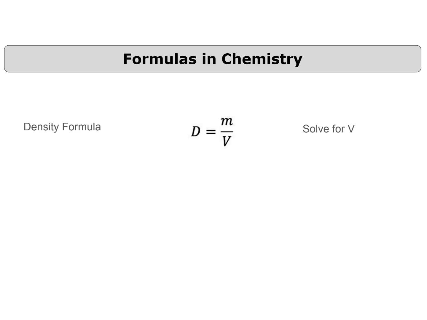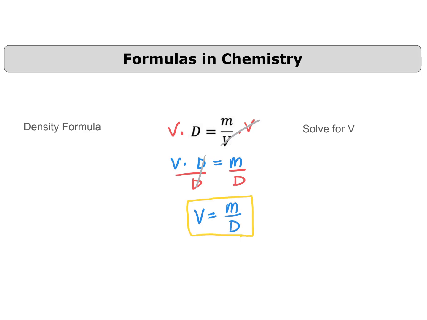Let's say we have that density formula again, but now we want to solve for the volume. The first thing we would need to do is to multiply both sides by the volume so we can get the variable that we are looking for in the numerator. And then we would have volume times density equals mass, and we could divide both sides of the equal sign by density. And then we would have volume is equal to mass over density. So that would be the density formula solved for volume.